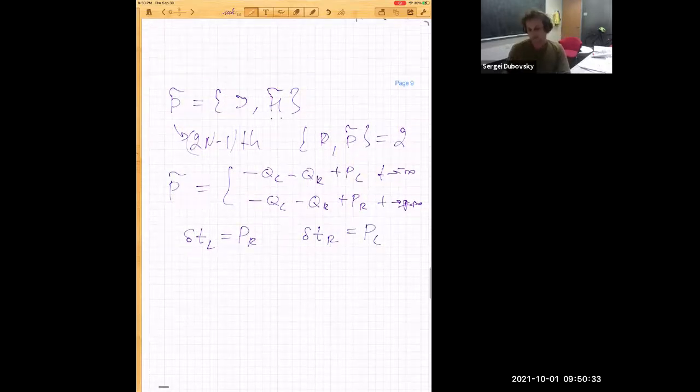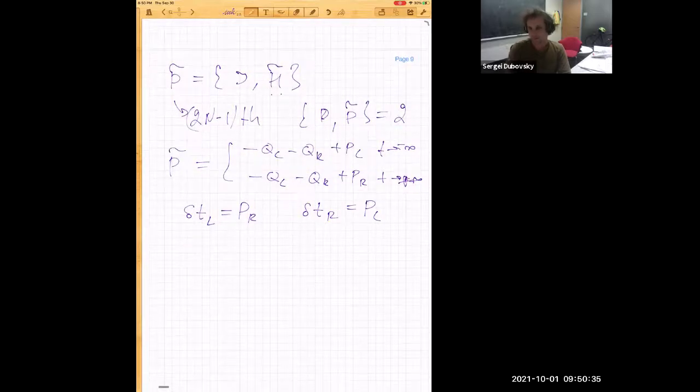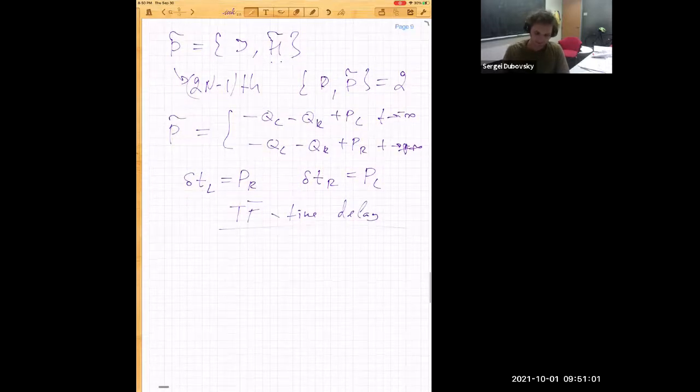So in other words, at the classical level, this integrable model indeed describes TT bar scattering. That corresponds to the TT bar phase shift for massless particles. That's at the classical level. This is the TT bar time delay. Well, that's the end of the classical story.